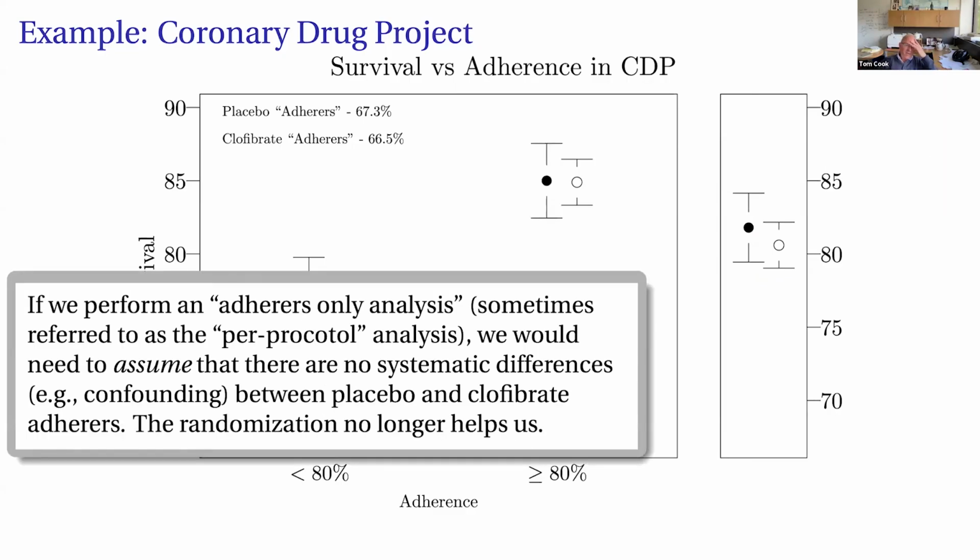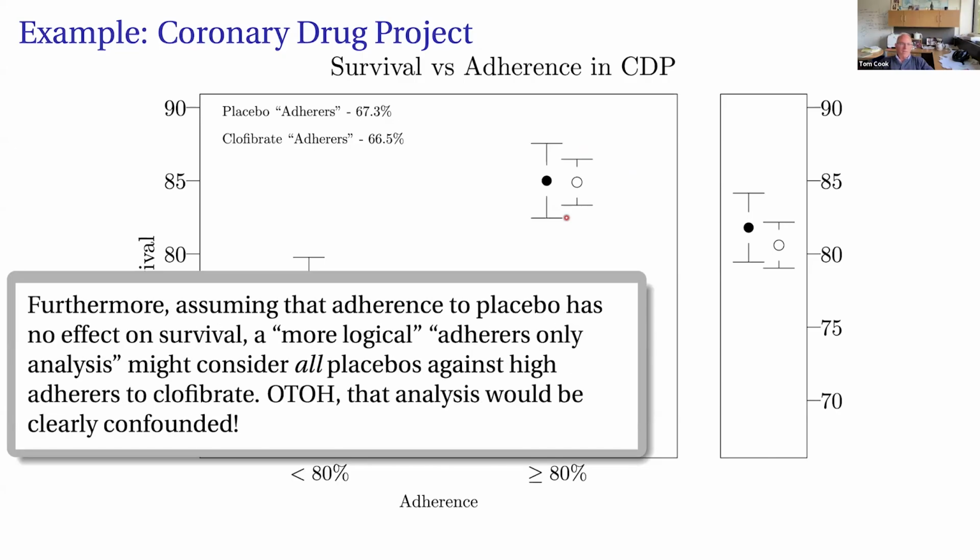If we were to perform an adherers-only analysis, that is, we look at the people who took at least 80%, we would need to assume that there are no other systematic differences, that is, confounding between the placebo and the clofibrate adherers. That is, when I subset to the people who are adherers, then I'm at risk of reintroducing the very confounding that the randomization was intended to eliminate, and so the randomization no longer can help us.